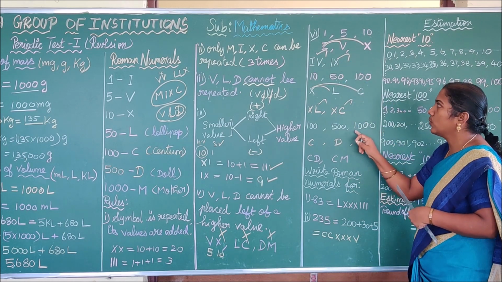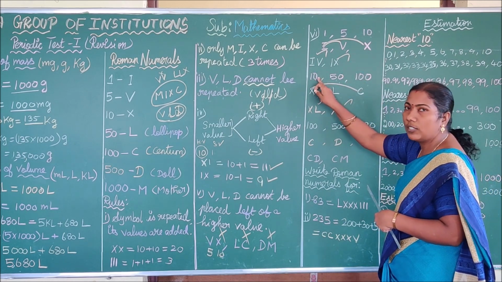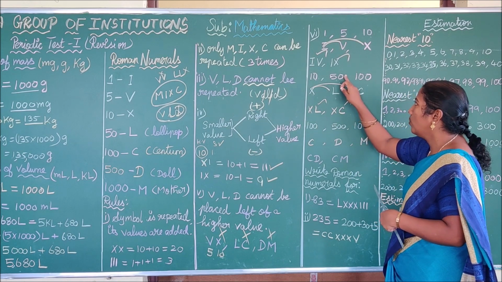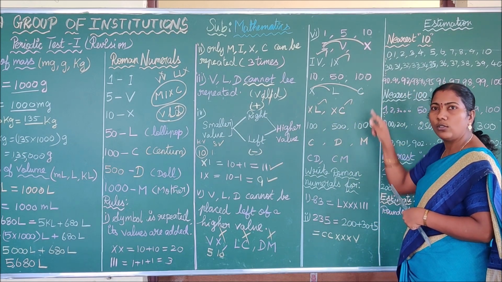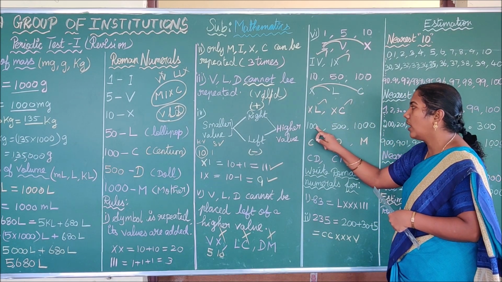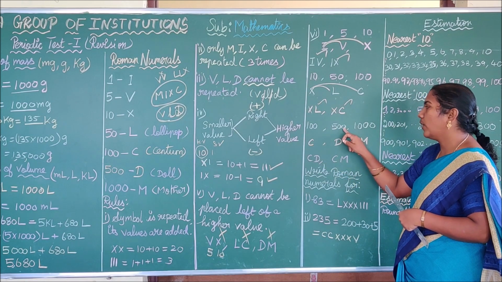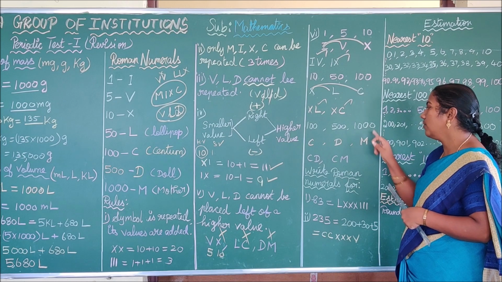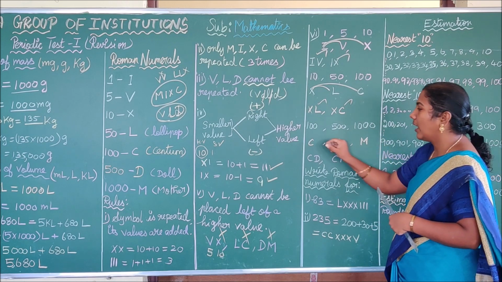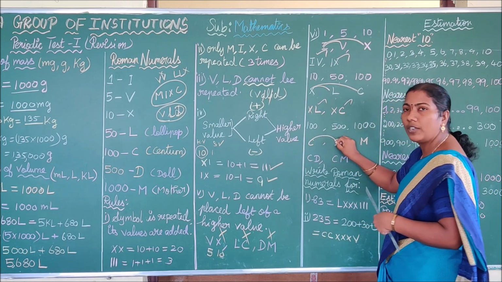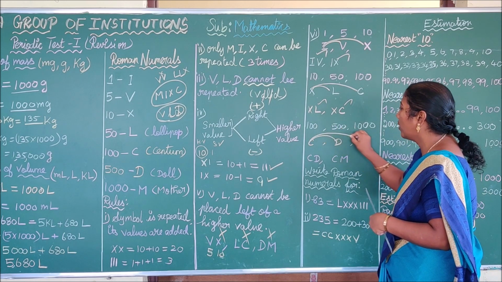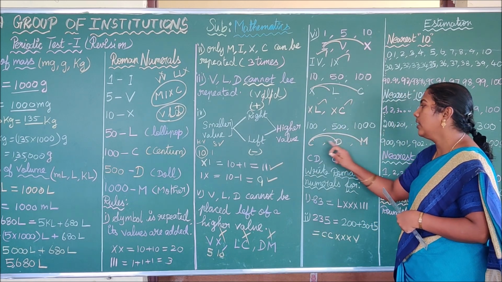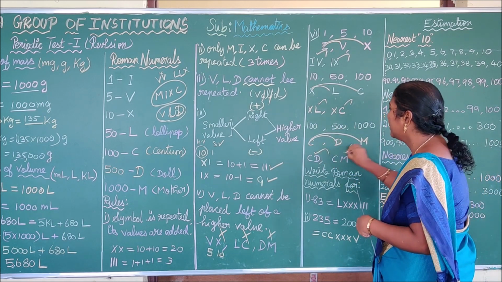Okay. See the next one. Next you have to add one more 0 here. So you get 100. Add one more 0, 500. Add one more 0, 1000. What is the symbol for 100? C. What is the symbol for 500? D. And for 1000 we have M. So we can write C to the left of D as well as C to the left of M. That is CD, CM. These are the valid symbols.